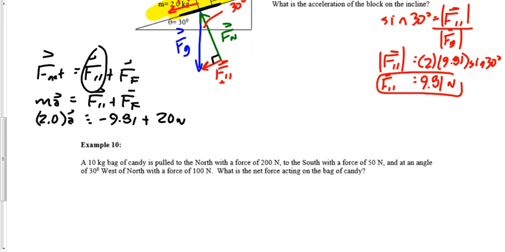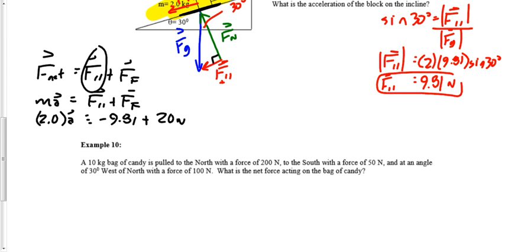Why not? It's moving down the hill. Friction acts up the hill. What's going to happen to this as it moves down the hill? It's going to slow down, and eventually it's going to stop, right? And then there isn't going to be any kinetic friction anymore, and then it would be static. That's a whole different problem.